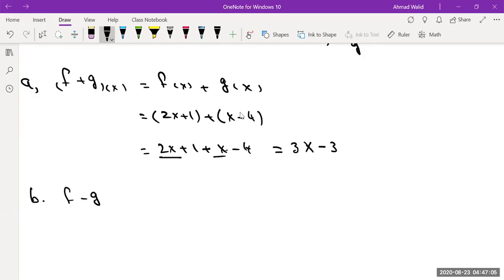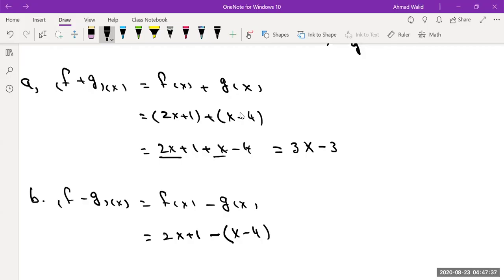B. F minus g of x. It means f of x minus g of x. How much is f of x? 2x plus 1 minus. Be careful, you are a calculus student. I know you are not making these mistakes. When you have a negative and you have two terms in your g of x, write them inside parentheses or change the sign, correct? Don't take it easy. Okay, minus then x minus 4.